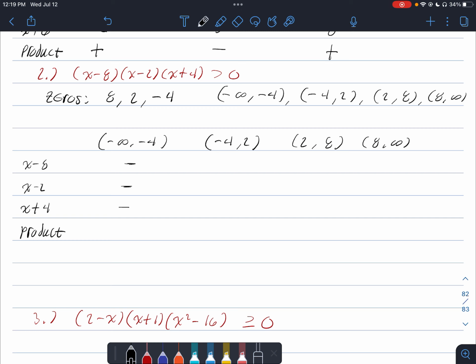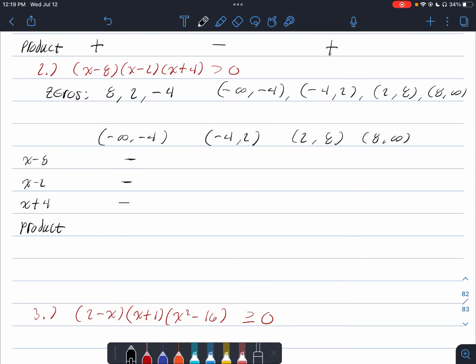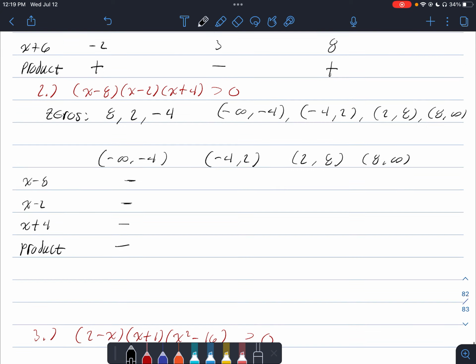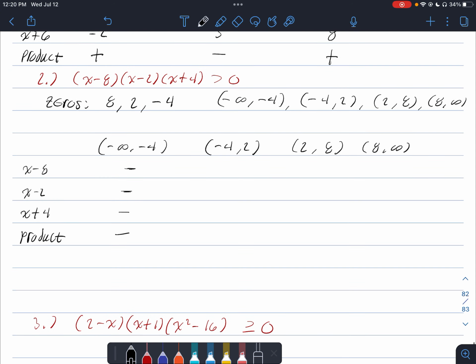So all of these are negative on negative infinity to negative 4. If we take a negative number times a negative number times a negative number, a negative times a negative gives us a positive number, times a negative number again makes the number negative again. So the product will be negative. Since we want this polynomial to be greater than 0, meaning positive, negative infinity to negative 4 is not going to be part of our solution. So now let's look at negative 4 to 2.